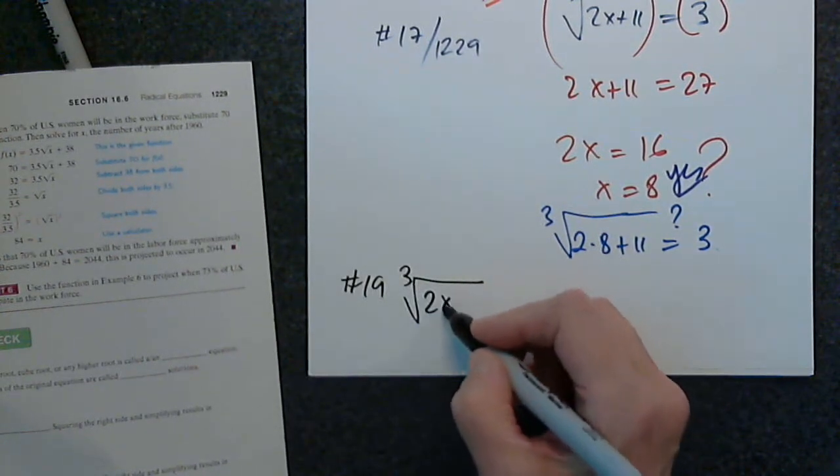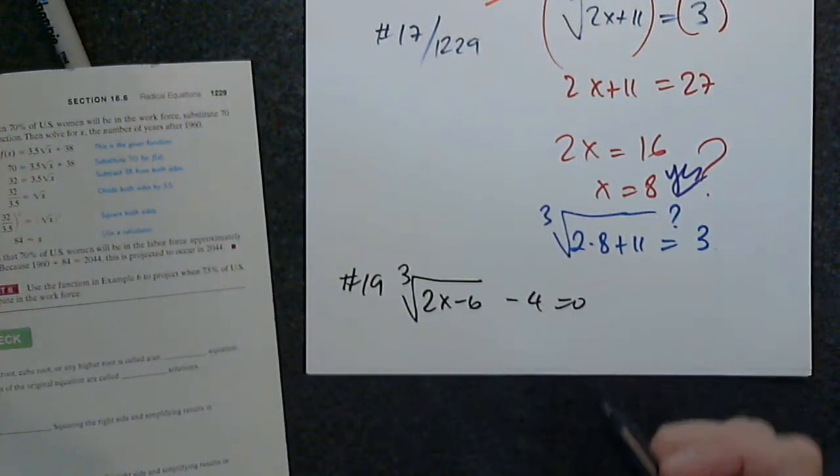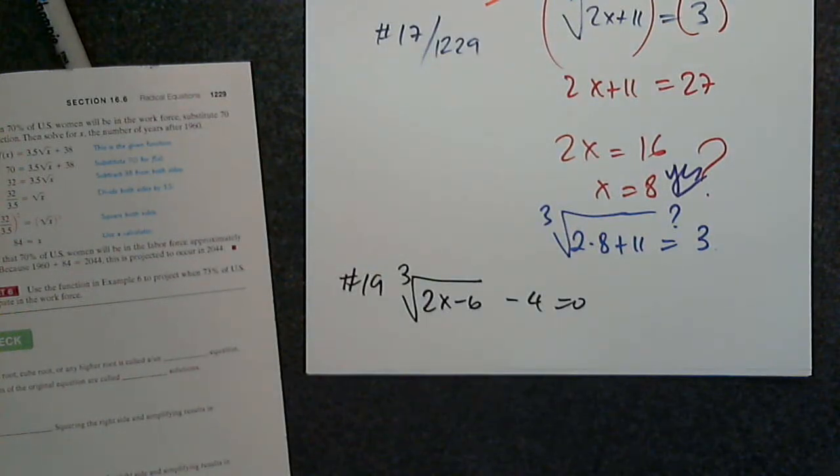So the cube root of 2x minus 6 minus 4 equals 0. However, it's a very good one because of the following point. If the equation has one radical, the radical has to be isolated on one side. It's a must, otherwise you can't cube. Because if you cube the left-hand side, you'll never finish. You'll get 3 terms, and then 3 terms, and then 3 terms. You will never end.